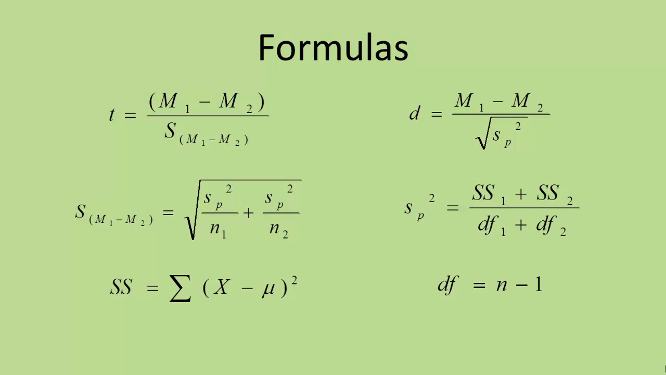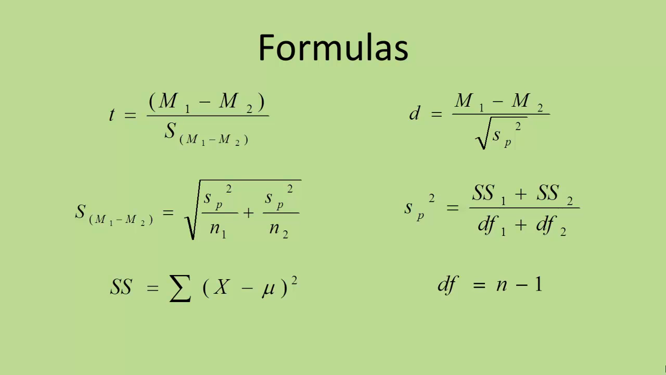So when we're looking to calculate our t, you can see that in the top left-hand corner is the formula for the t-test. For the t-test you need to know the means and you need to know the standard error of the mean. And then we have a formula for the standard error of the mean. To calculate the standard error of the mean, you need to know the pooled variance and the number of data points you have in your sample.